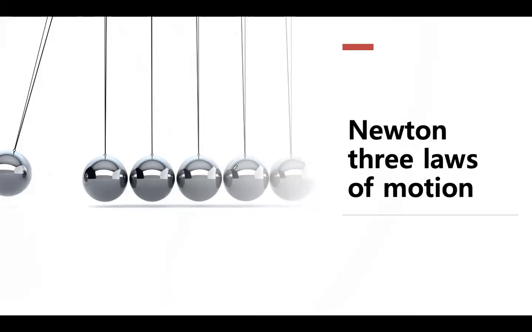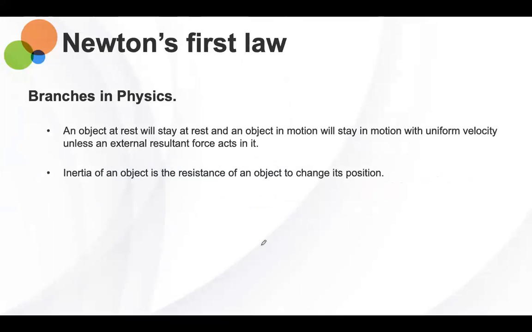Let's just talk about Newton. Let's just introduce it. We'll go over it again next week. So, Newton's first law. Newton's first law states that an object at rest will stay at rest, and an object in motion will stay in motion with a uniform velocity unless an external resultant force acts on it. Just bear with me, I'll try and explain this before any questions.